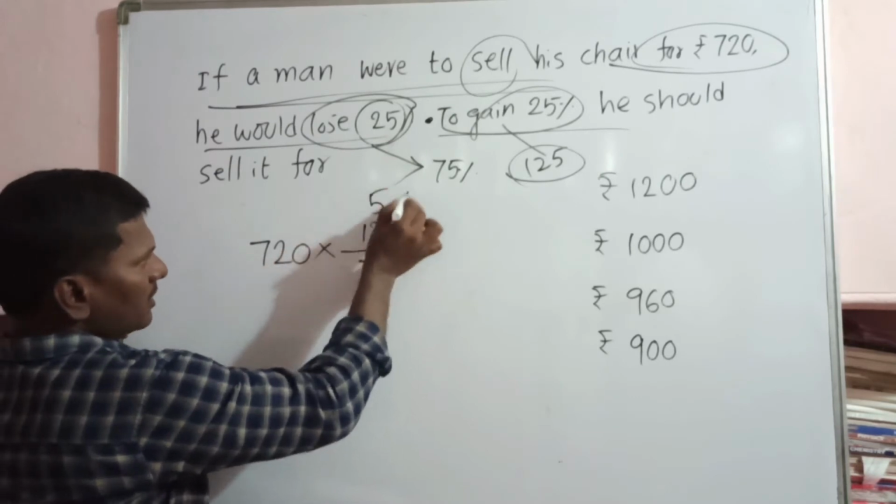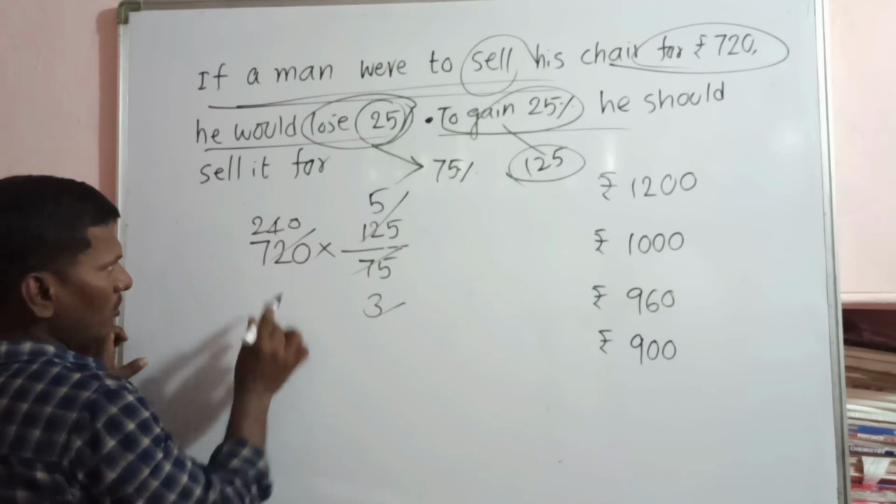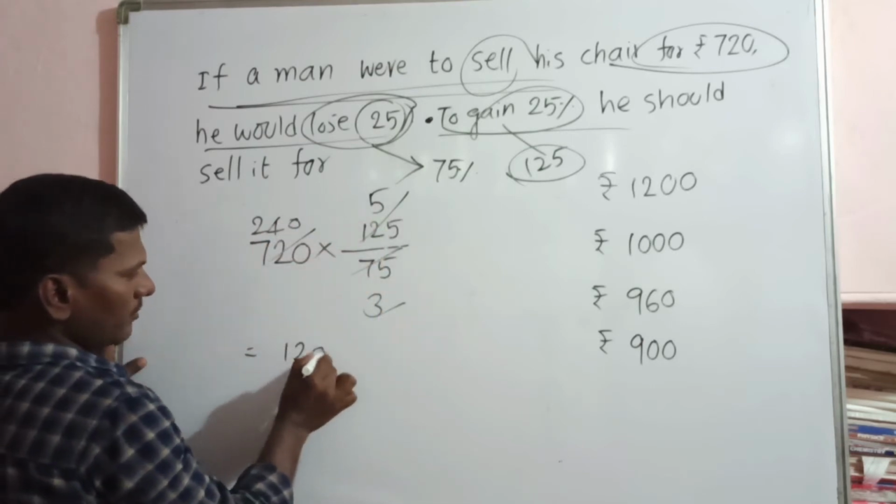Now 25 fives, 25 threes, 3 twos, 3 fours are 0, 240 into 5, 1200.